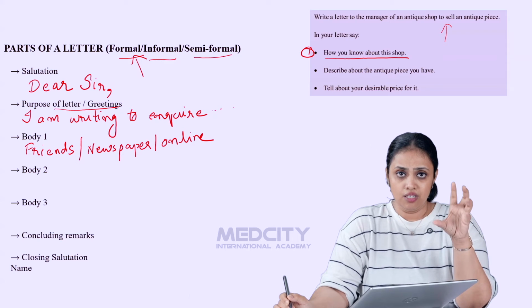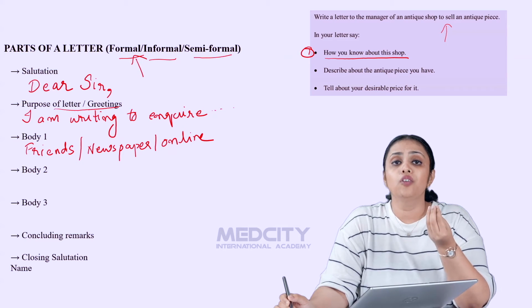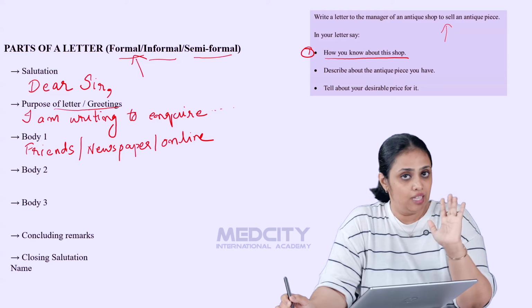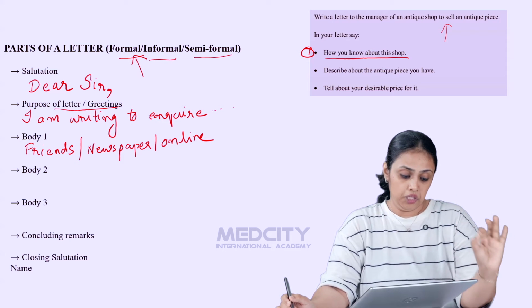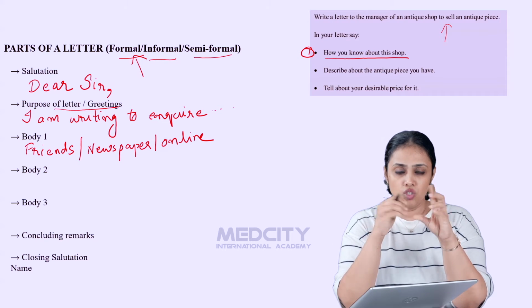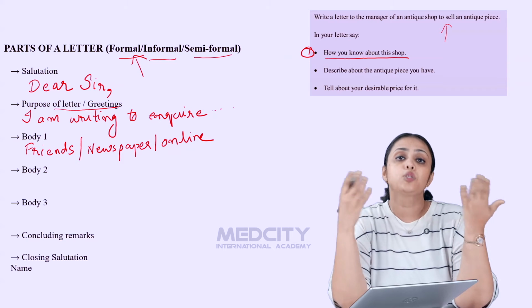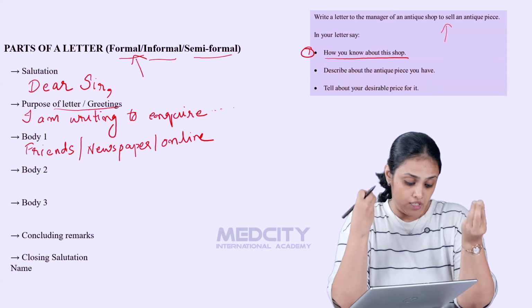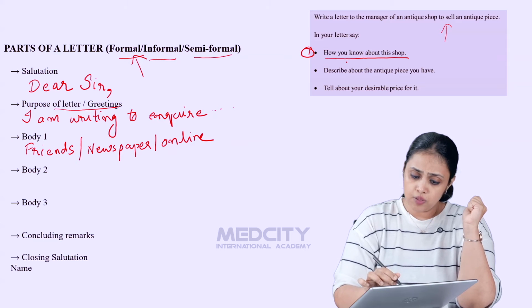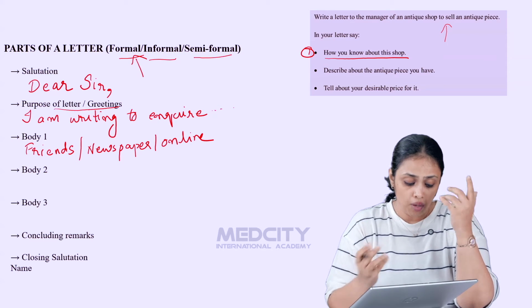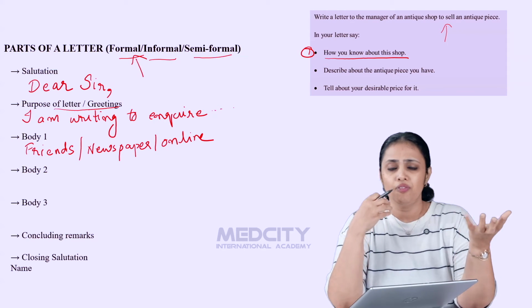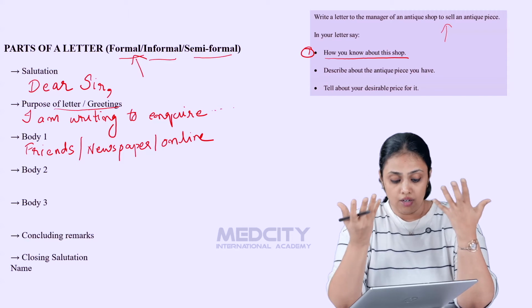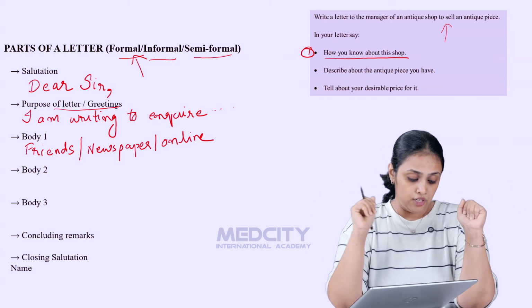Whatever it is, you have to choose one idea which you are confident that you would be able to elaborate on. That's the only point that you have to keep in mind. Don't include too many points. Just choose one strong point and then expand on that. That would fetch you better scores. The first point is going to talk about how you came to know about this shop. So think about any one source. It can be friends or family, a newspaper or online media, whatever it is. You need to expand on that idea.